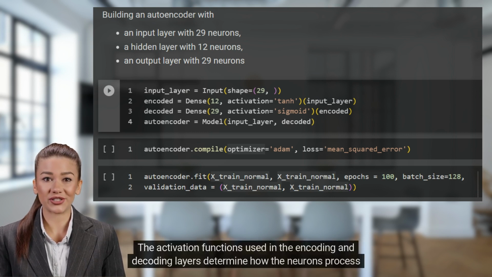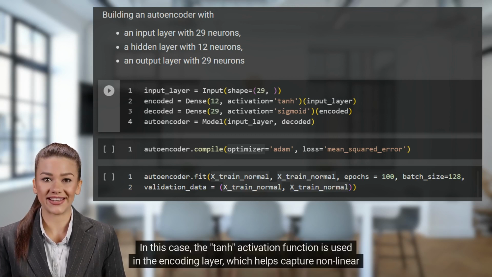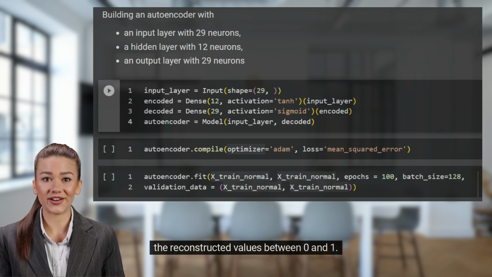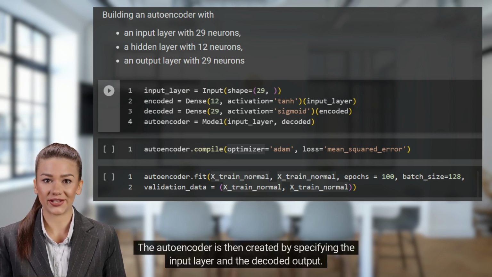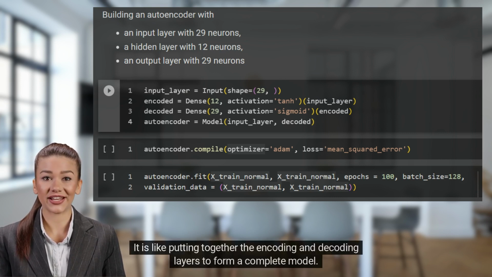The activation functions used in the encoding and decoding layers determine how the neurons process and transmit information. In this case, the tanh activation function is used in the encoding layer, which helps capture nonlinear relationships in the data, and the sigmoid activation function is used in the decoding layer, which maps the reconstructed values between 0 and 1. The autoencoder is then created by specifying the input layer and the decoded output. It is like putting together the encoding and decoding layers to form a complete model.